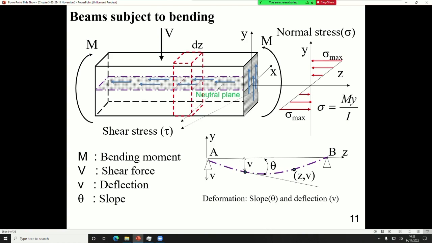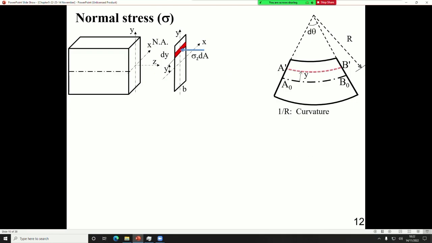So this, ignore that at the moment. So we move on to normal stress. How do we theoretically find the normal stress applied on the cross-section when a beam is subject to bending? We are looking at a fiber, at the moment subject to positive bending, and we are looking at a fiber which is located at a distance of y from the neutral axis.